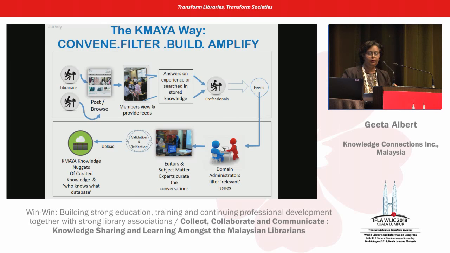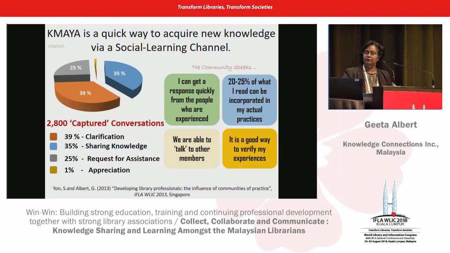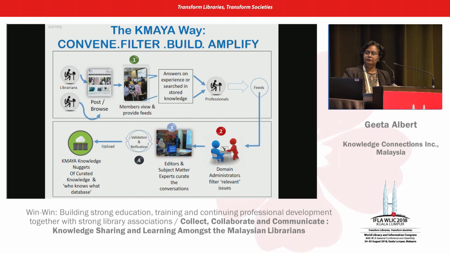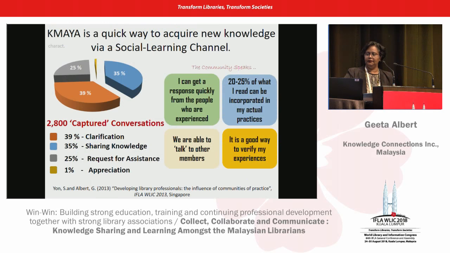We call it the K-Maya way. It had basically four processes: convene, filter, curate, build. Users post in virtually, or they come for face-to-face, and they convene. The feedback is answered by subject matter experts and gets filtered after some time. And editors or SMEs validate the responses so it gets curated. And out of these conversations, we have knowledge nuggets that are formed and distributed virtually or face-to-face, yeah?